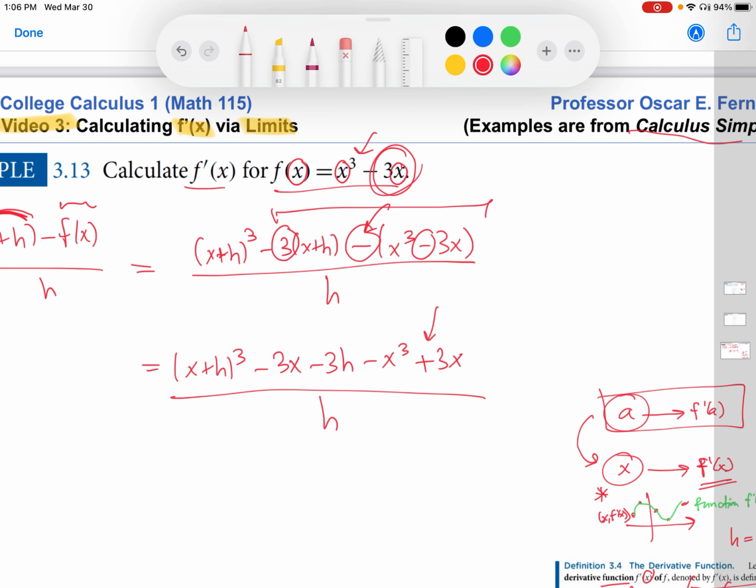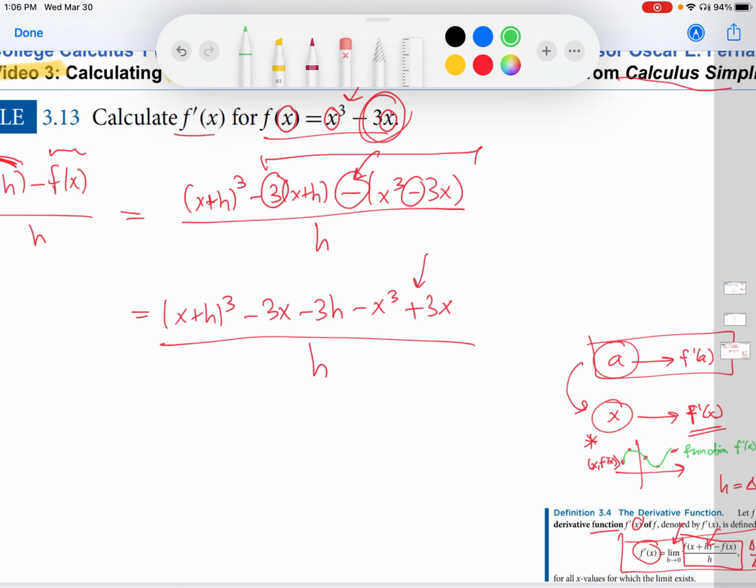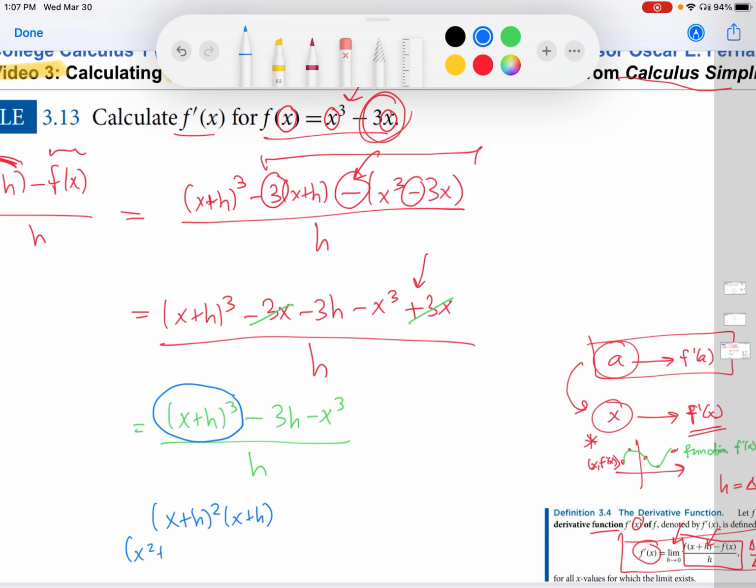Then divided by h. All right, already you see some things are canceling, so things are simplifying. So this minus 3x, this plus 3x go away. Great, so x plus h cubed minus 3h minus x cubed over h. At this point, there's really no way to avoid multiplying this out. You have two options. You could view this as x plus h squared times x plus h, and then multiply x plus h squared out. Remember, this is the quick way to multiply the square of a sum. And then you could multiply this out.